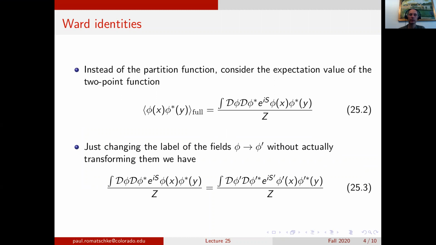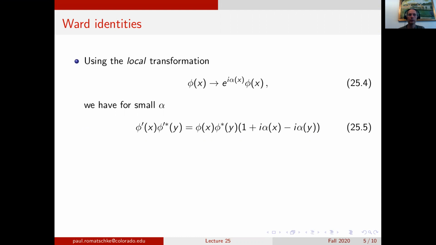If we just relabel the fields, phi goes to phi prime, without actually doing any transformations, we find that these two expressions have to be the same because they correspond to the same object. However, if we look at the local transformation, phi goes to e to the i alpha of x, phi of x, then for small alpha, we can expand this product of these two transformed functions, such that the primed quantities are equal to the unprimed quantities, and we get a 1 from expanding the exponentials of both of these quantities, plus i alpha of x for the first term, minus i alpha of y from the second term.